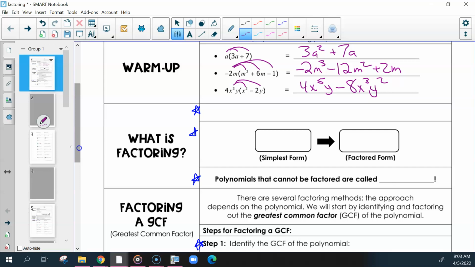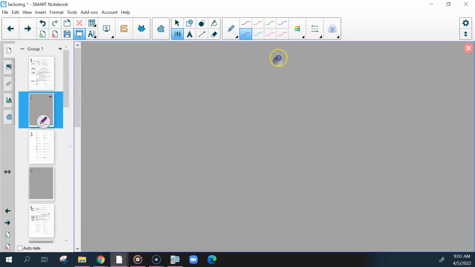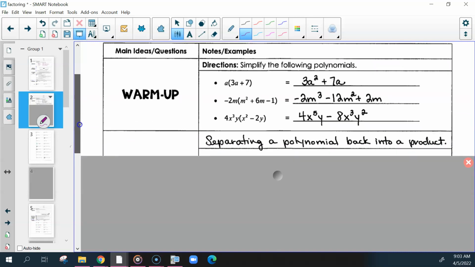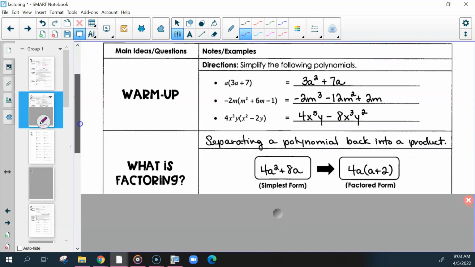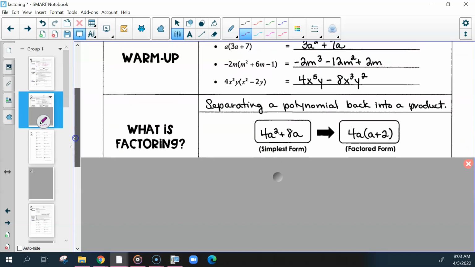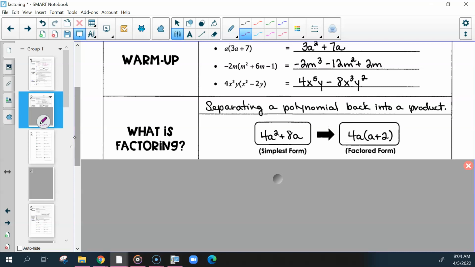So when we factor by GCF, we're really doing the opposite. We're taking these things that we got over here, we're trying to get it back to this form. This is our factored form. I want you to write this part. This is the more formal definition of factoring. We're separating a polynomial, which is more than one term, could also be one term, back into a product.